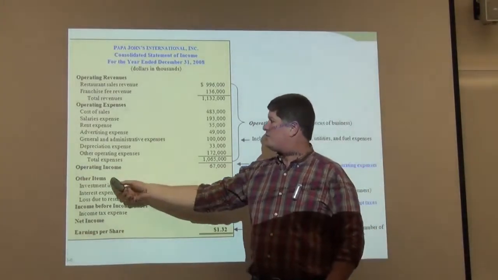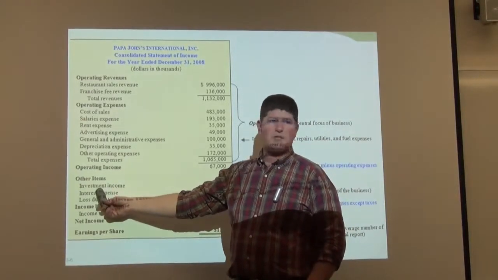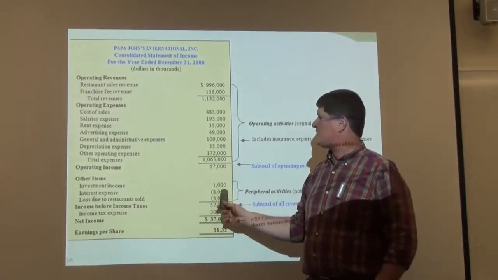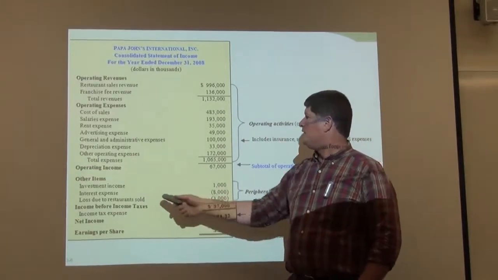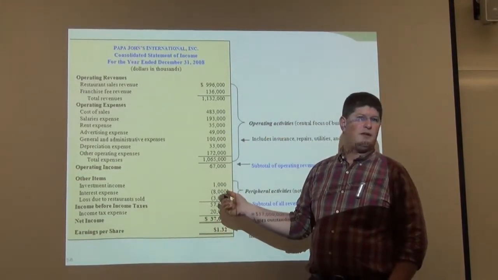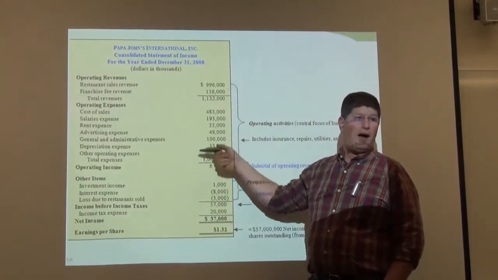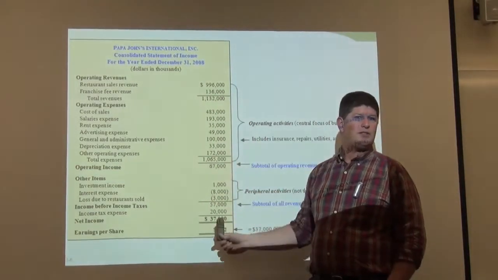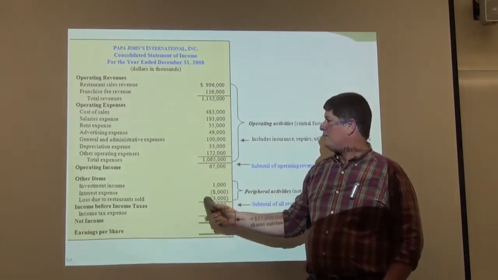Then we have other stuff. We went out and bought some stocks and we sold them at a higher price. We got some investment income. We borrowed money from the bank. We had to pay interest on it. That's not part of our normal operating function, so it's an other expense.